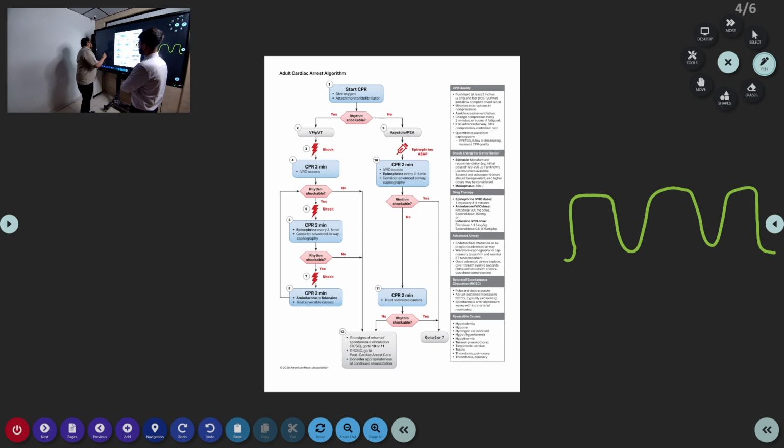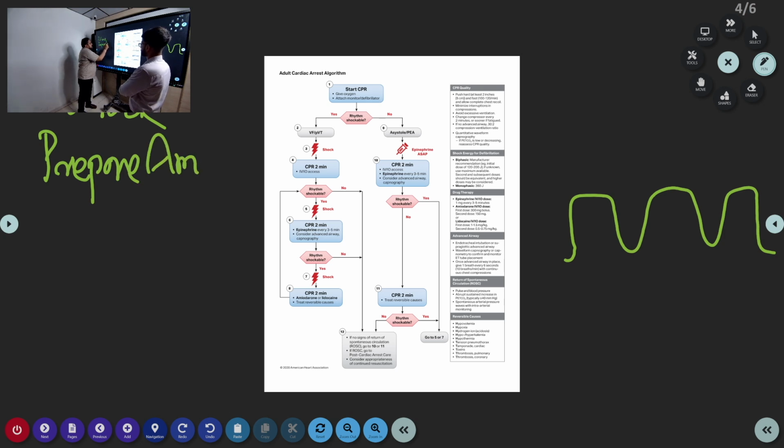See what you will say after the second shock. You deliver the second shock. So what are the things you need to consider? You need to tell your medication person to prepare and keep ready amiodarone. Don't give amiodarone yet, you can ask them to prepare amiodarone. Yes, so how much is the dose of amiodarone that you need?